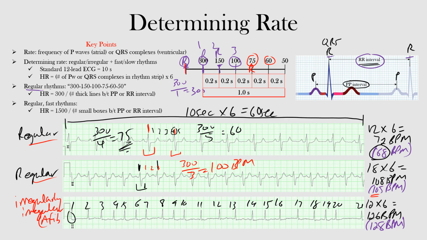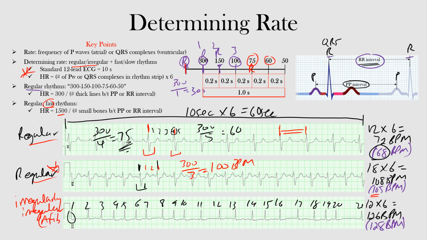So again, you take 1500, you count the number of small boxes between this, so we can use from here to the next one, count the number of small boxes between that, and then you would do 1500 divided by that. But again, we use it with fast rhythms, so you'd want to use it probably with this second one here, not the first one. So again, it's more accurate, I don't really see it used too often. The main one that you want to use for both the regular and irregular is this first one here.